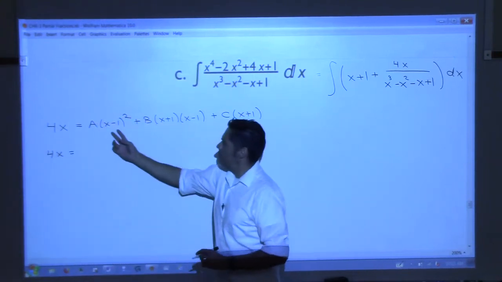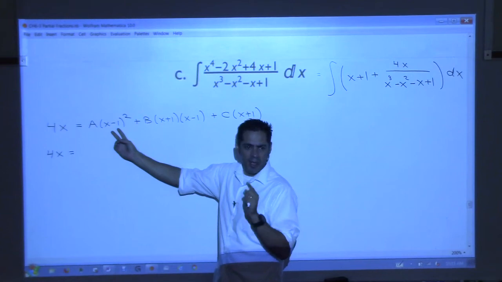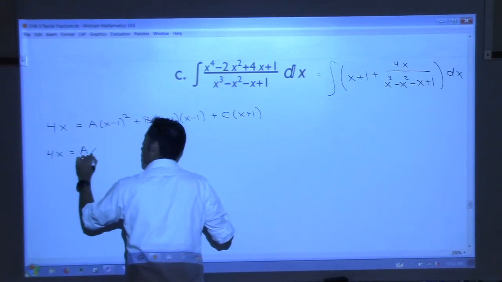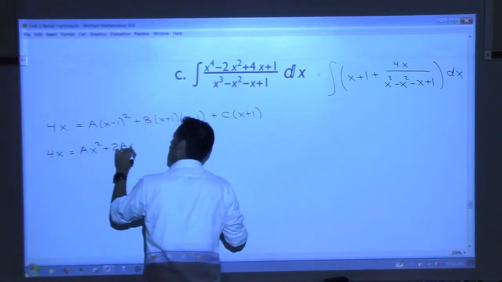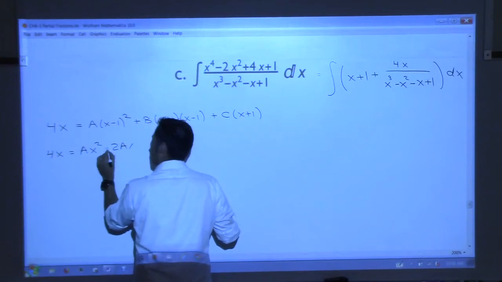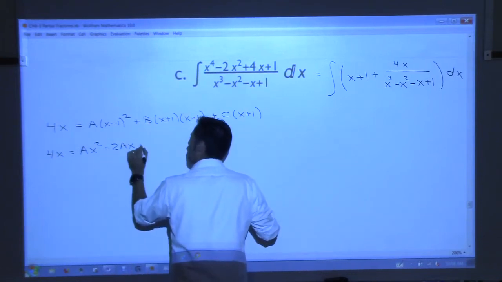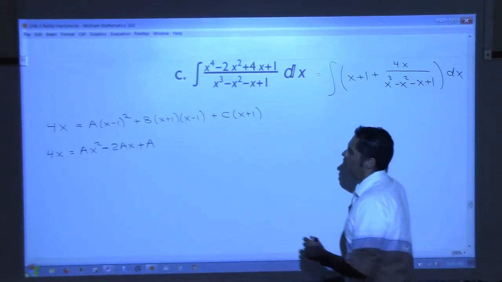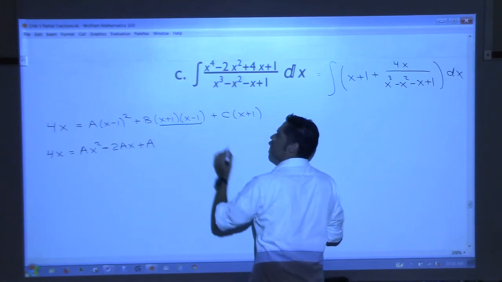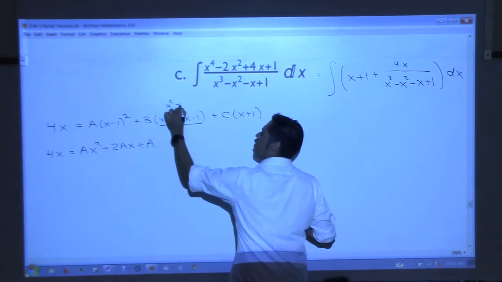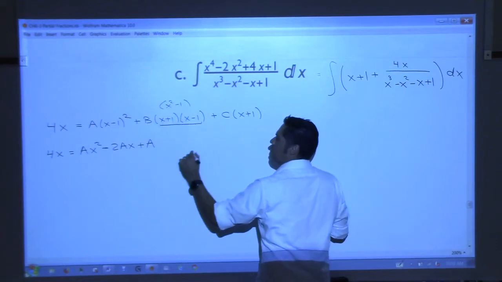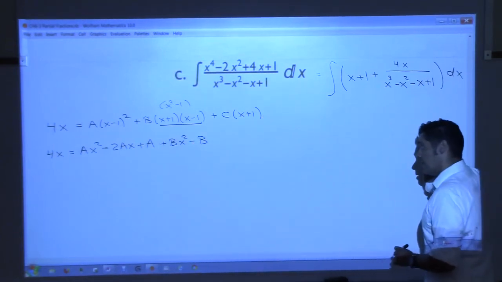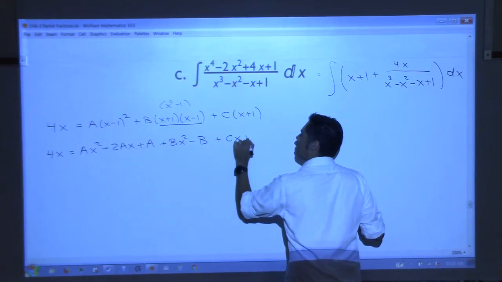All right, if I square that, that's x squared minus 2x plus 1. And then I have to hit everything with an a. So ax squared minus 2ax plus 1a, so just a. And then what about if I multiply these two together? That's x squared minus 1, isn't it? And then just distribute a b through. So bx squared minus b. And then the last one would be cx plus c.